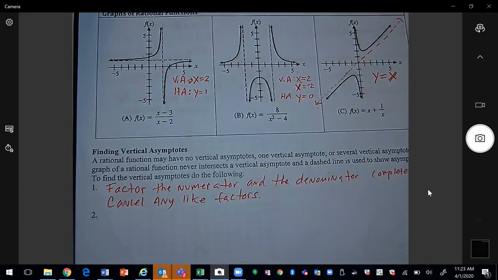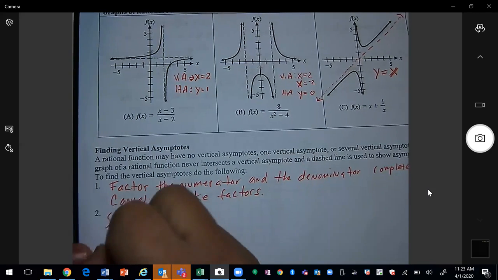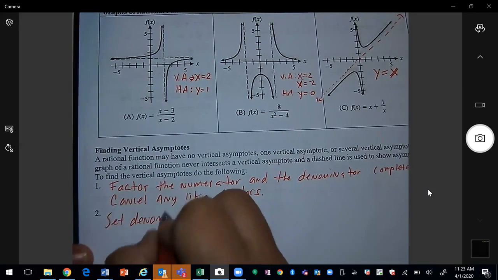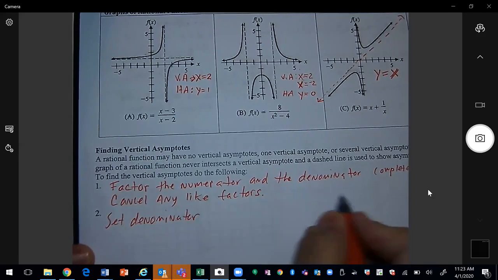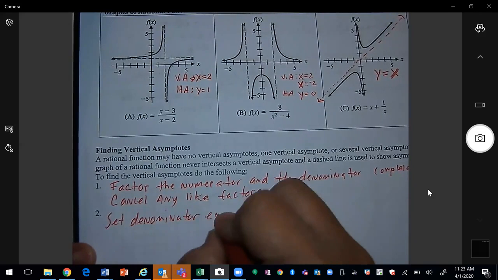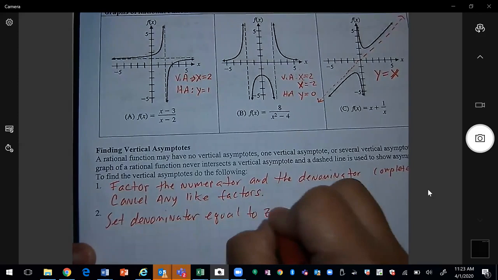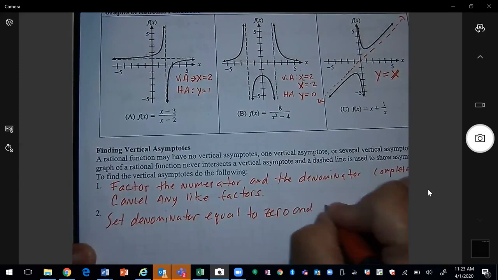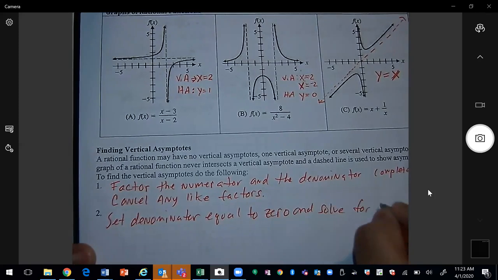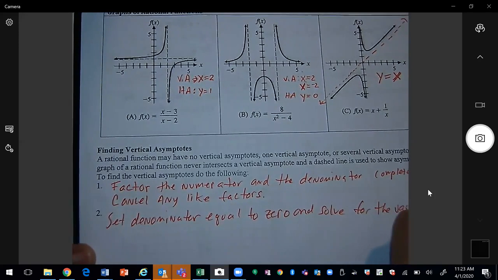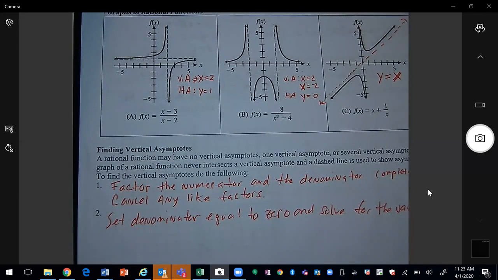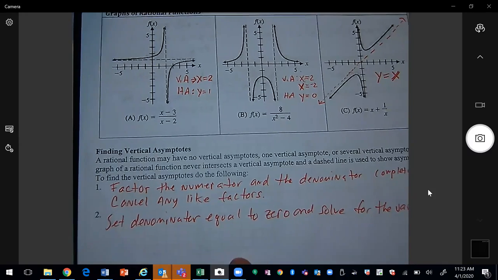And then number two, we're going to be setting the denominator equal to 0, kind of like the way we found the domain. But first we have to cancel any like terms. And solve for the variable. Okay, so those are our two steps. So let me do an example with those two steps.